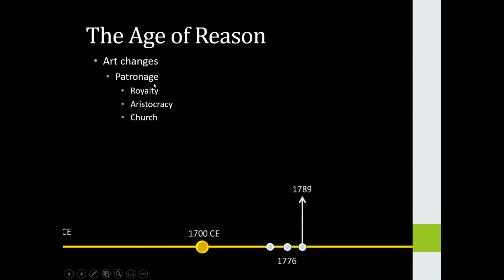Because here the people who were paying for art was the royalty, the aristocracy, the people with money and power, and the church. And those three groups of people all of a sudden were no longer part of the society. They were no longer people who were in power, and nobody wanted to be associated with these three groups.